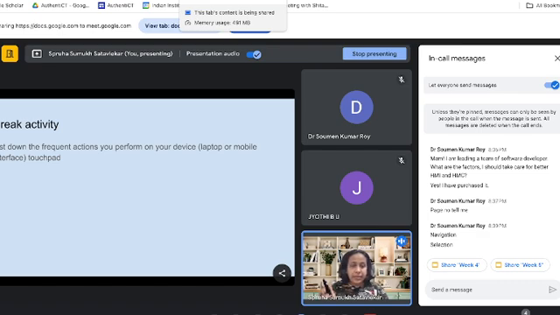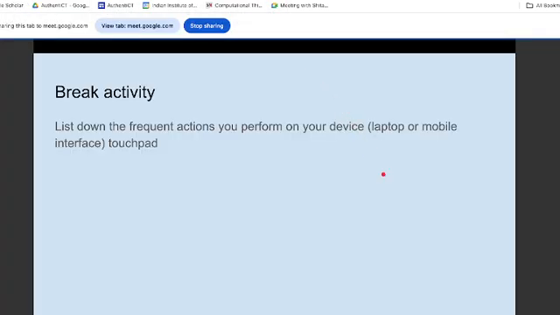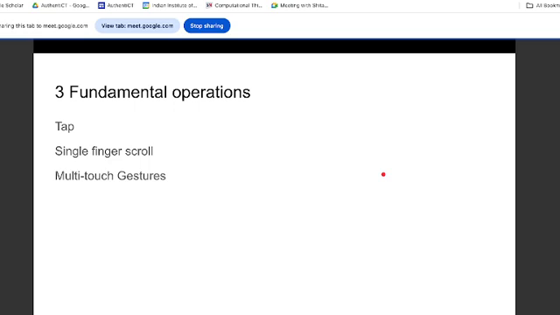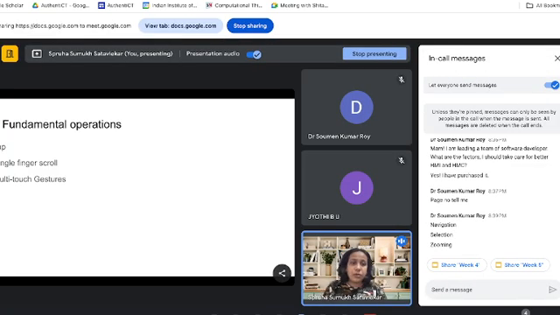There is something like this that we do on the screen. So there's a zooming action, or there is a scrolling action that we perform, right? So the most common three fundamental operations are: one is tapping, then single finger scroll, and then multi-touch gestures. The navigation action and selection that you told, we have seen so far.